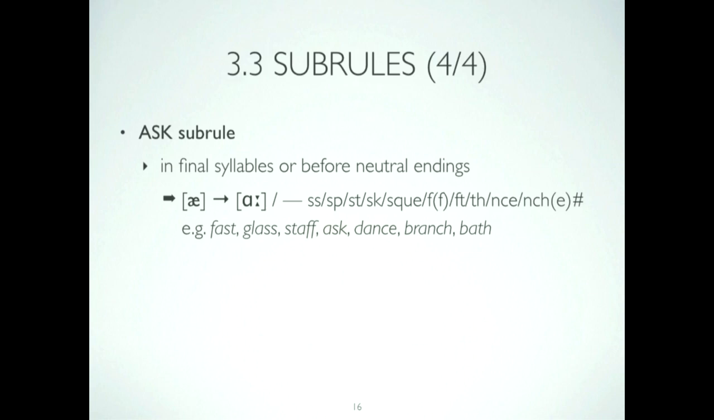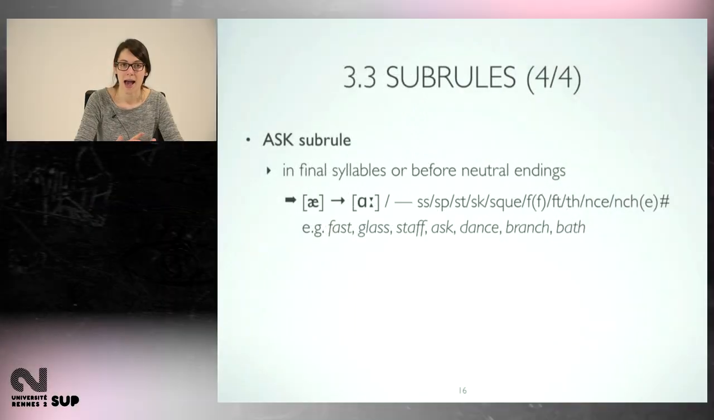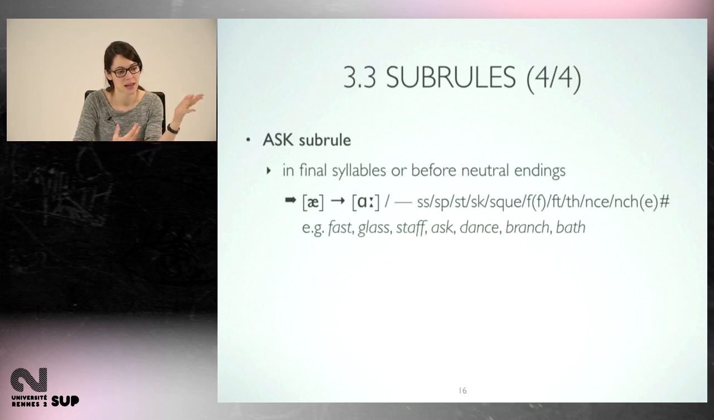It says that when you should have an a checked vowel, this a checked vowel is actually realized as a long a, okay, before double S, SP, ST, SK, SQE, F, possibly double F, FT, TH, NCE, NCH, possibly followed by E. So that's lots of endings to remember. There's a way to systematize that, okay? And this is in final position, hence the hash sign.